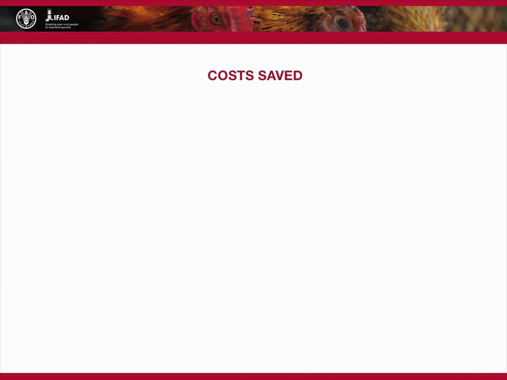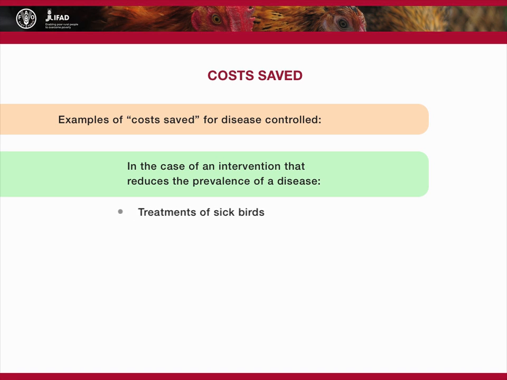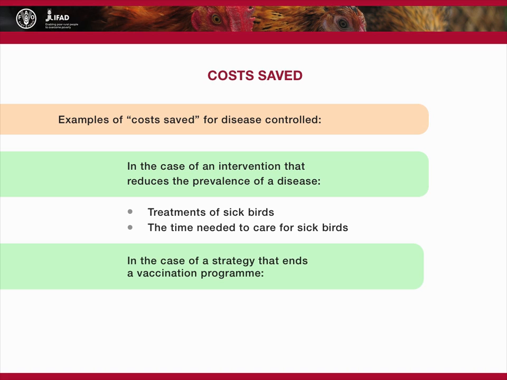Costs saved relate to expenditure that will cease to exist, for example, if a disease is eradicated or controlled. Such costs may have been paid by farmers and the government. In the case of an intervention that reduces prevalence of a disease, the costs saved include the treatments and time needed to care for sick birds. In the case of a change of strategy that ends a vaccination program, the costs saved include the cost of the vaccine and the labor needed for its application.